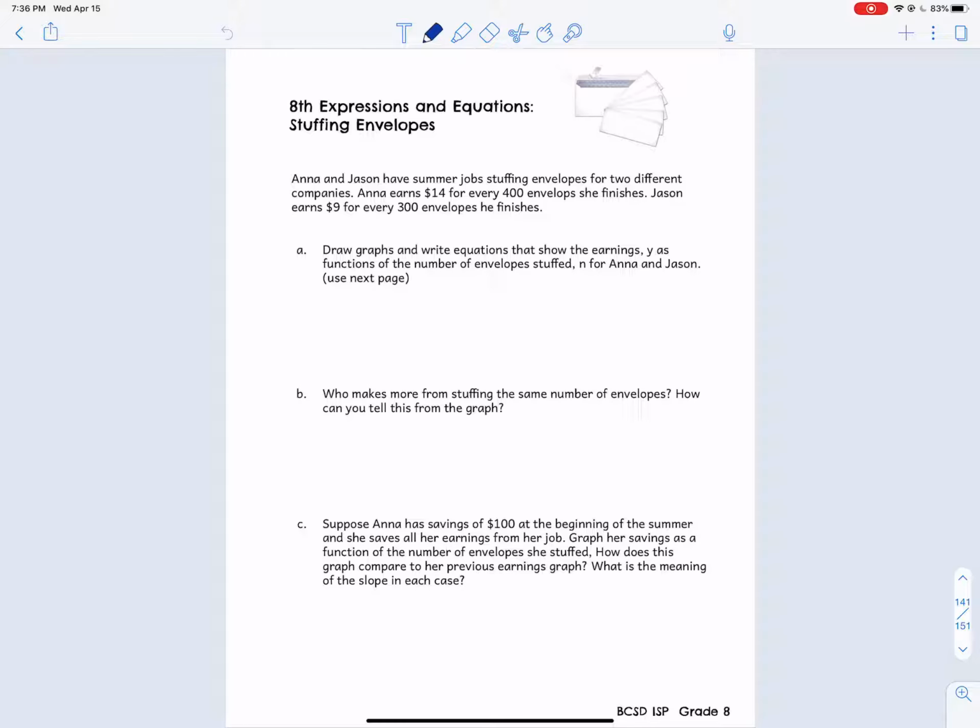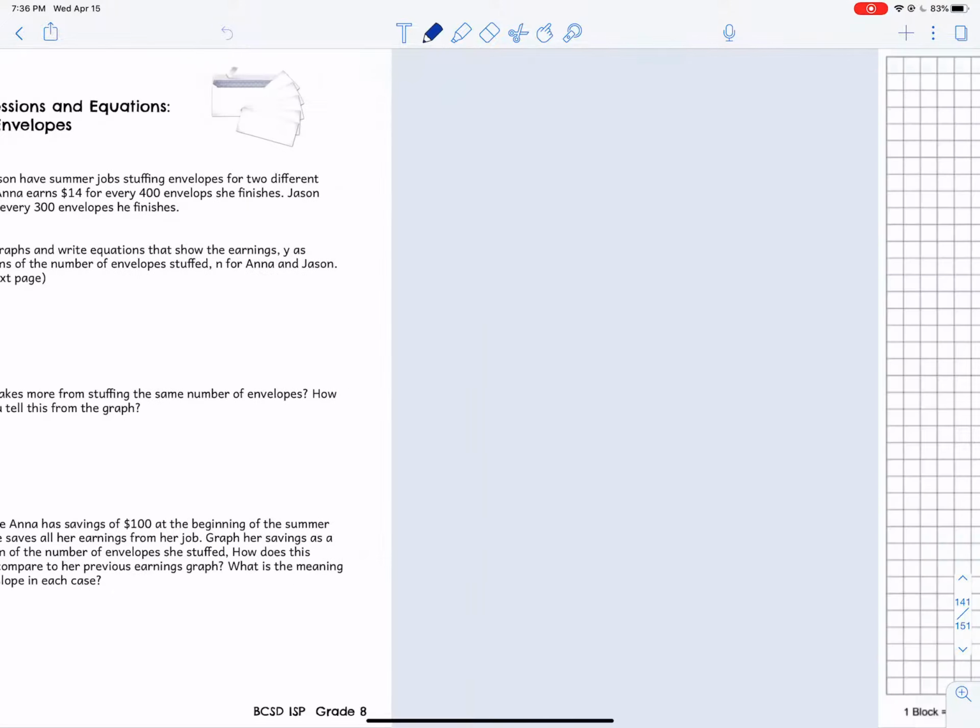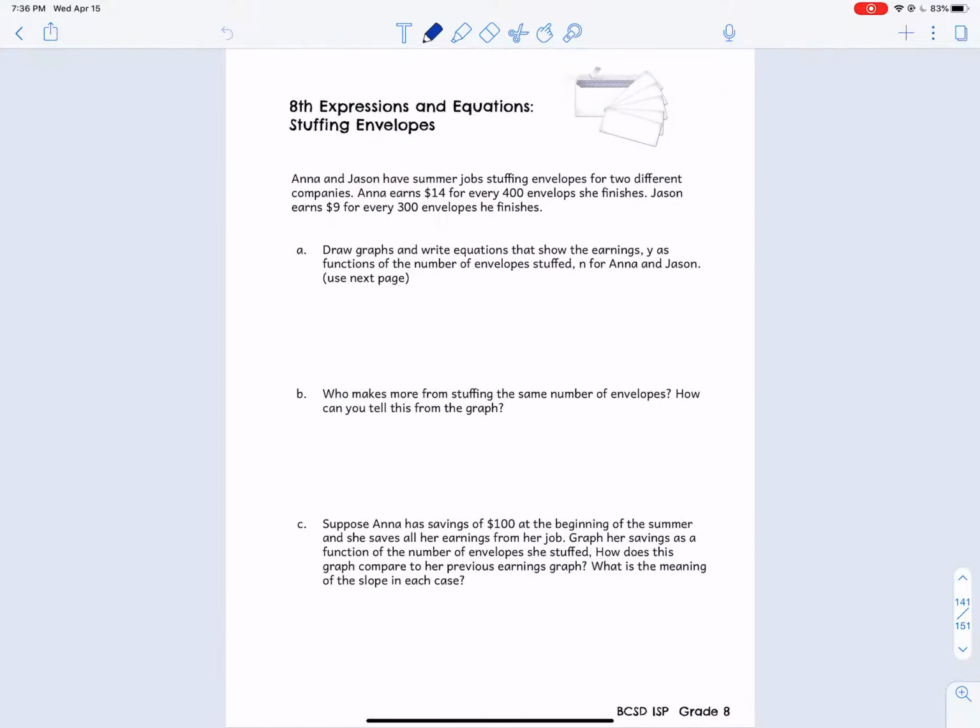The first part is to draw a graph, which we will do on this side, and then write equations that show their earnings. And the second part, who will earn more, and we look at the graph also to show. So that's going to come up as a different slope. All right, so let's get started.